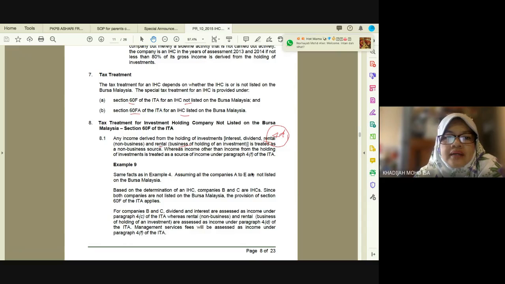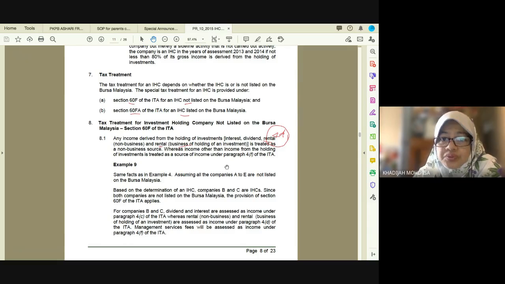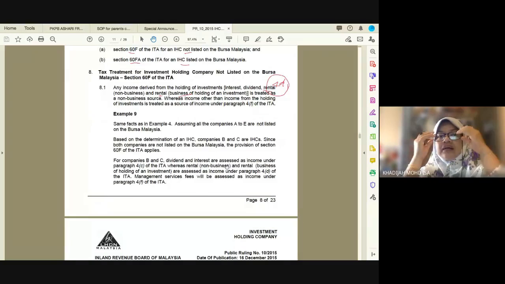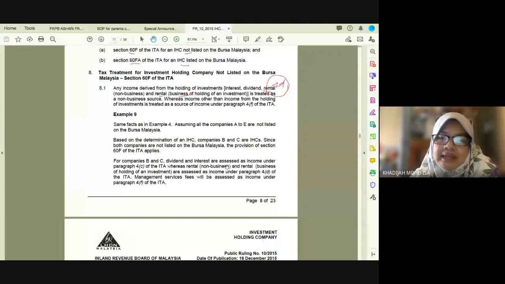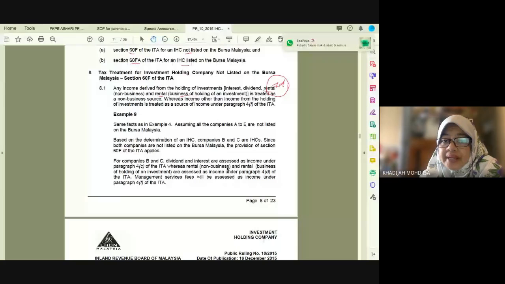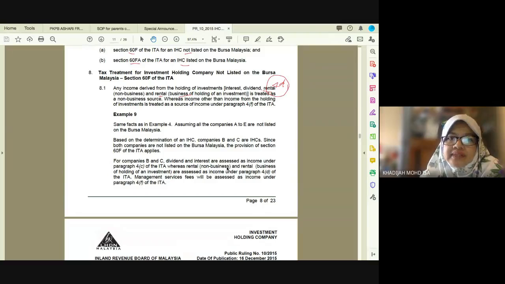The tax treatment is that for non-listed ISC. Can we go through that? Actually we have covered this a bit, but I will just go again. Once you have decided whether the company is an ISC or not, and the company is an ISC, then you have to see whether the company is a Sendirian Berhad or a Berhad company, unlisted and listed. When a company is unlisted, a Sendirian Berhad, then you have to follow rules under Section 60F of the Income Tax Act.